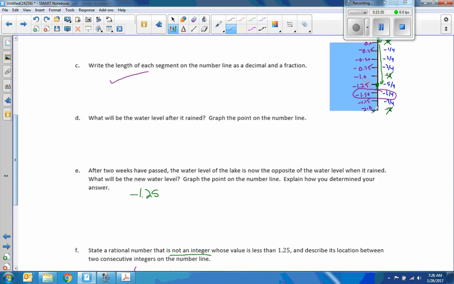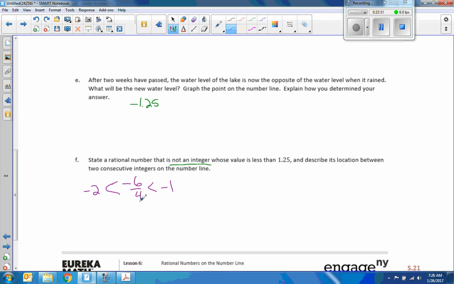Okay, so look over here. Here's negative 1. Here's negative 2. So it's less than negative 1, greater than negative 2. Okay, that's what this is.